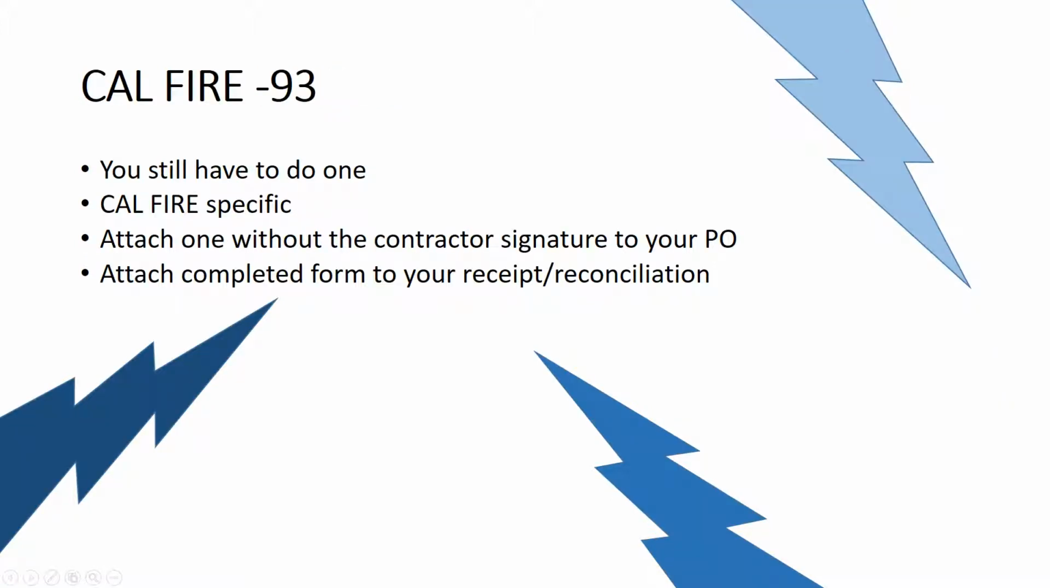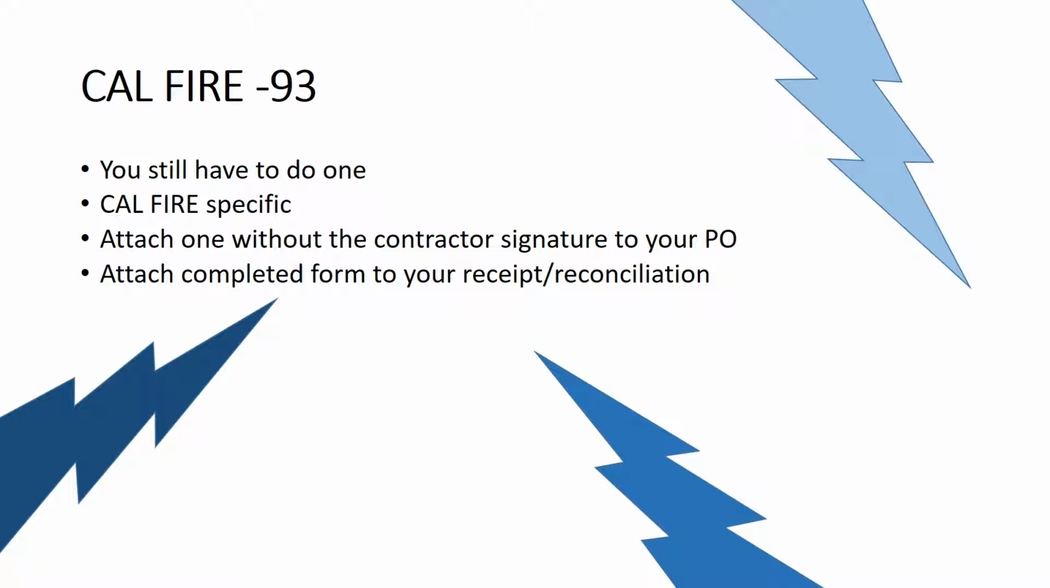The first difference between a goods and service purchase, and one of the biggest, is that CAL FIRE 93 forms have not gone away. Although Fiscal replaces the Standard 65, which is a statewide form, the CAL FIRE 93 is a CAL FIRE specific form. Fiscal does not replace any of our department-specific policies.